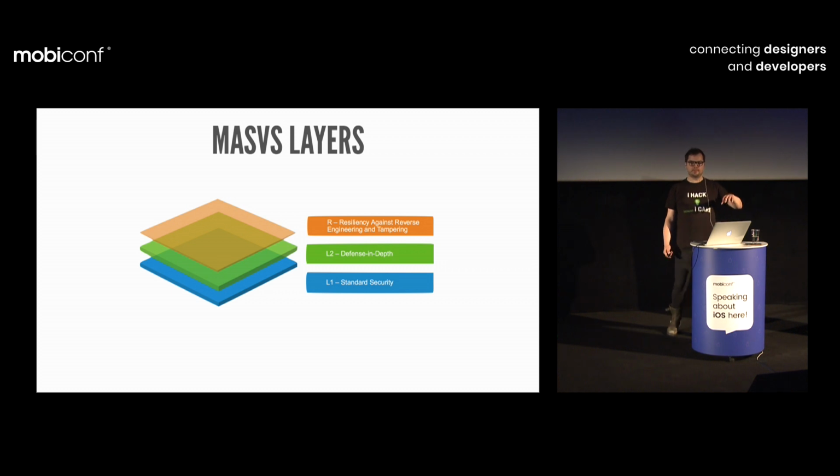And like an onion, the MASVS is divided into layers. So we have L1, which is recommended verifications for the general standard application. If you deal with sensitive data, you can also tick checks of the defense in depth, second layer. And if you're really concerned about your app, there's also the R level for resiliency against tampering or reverse engineering. Very interesting read.